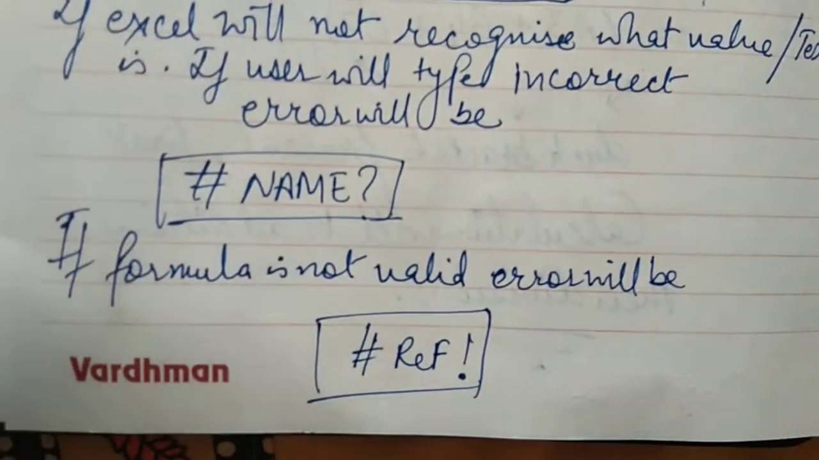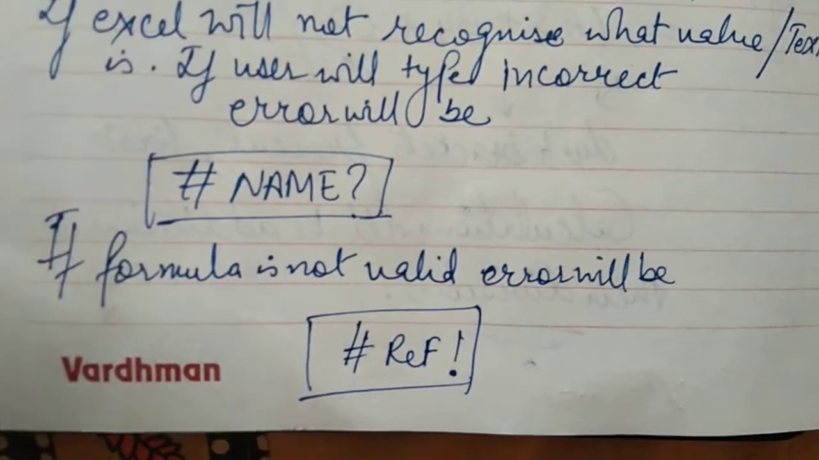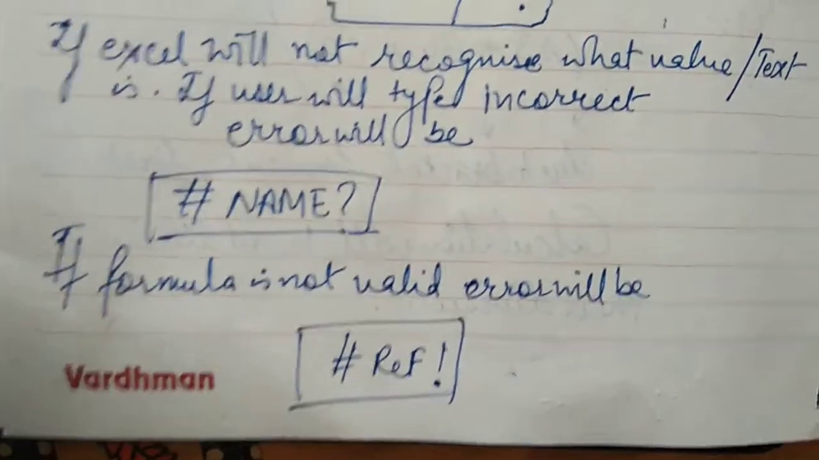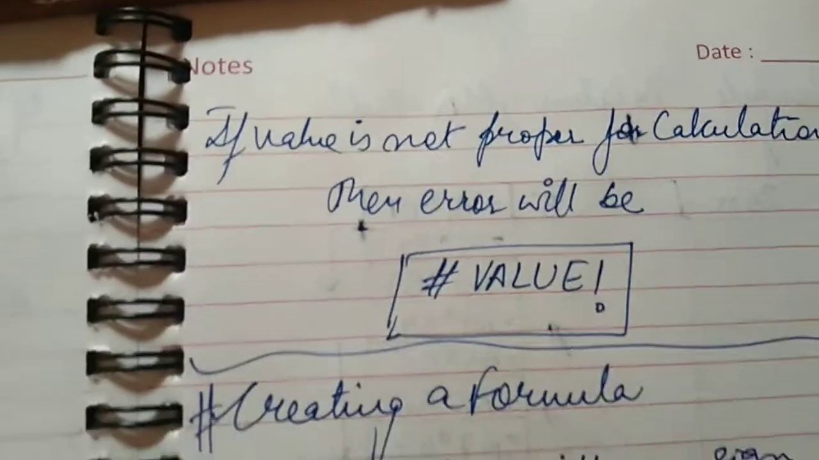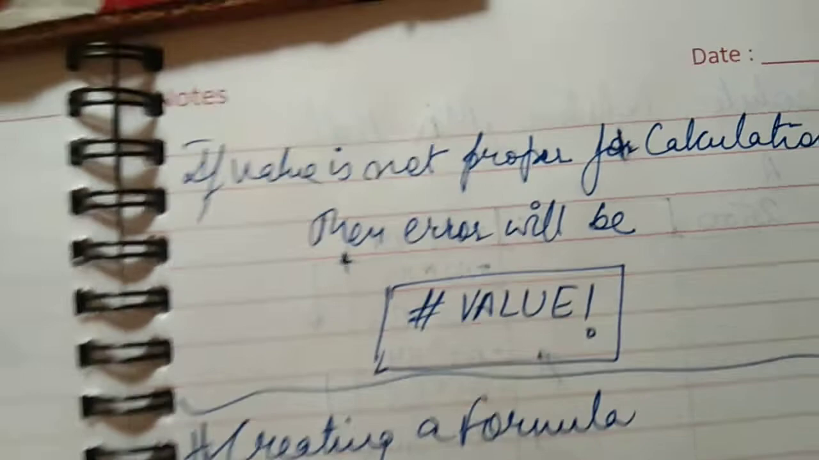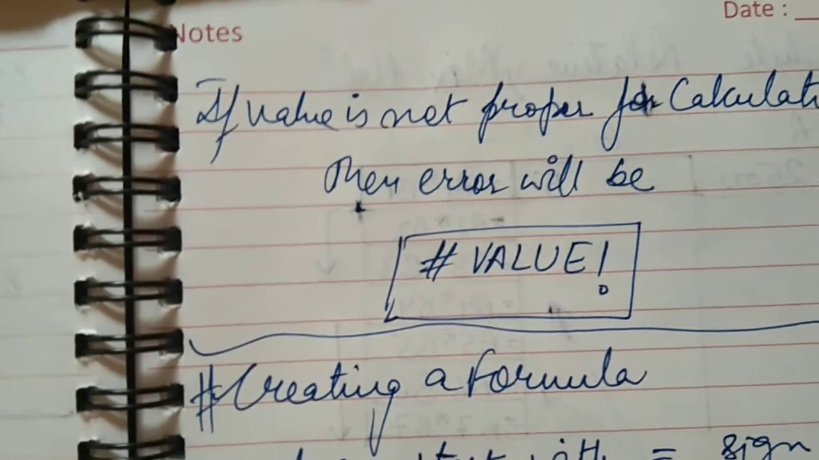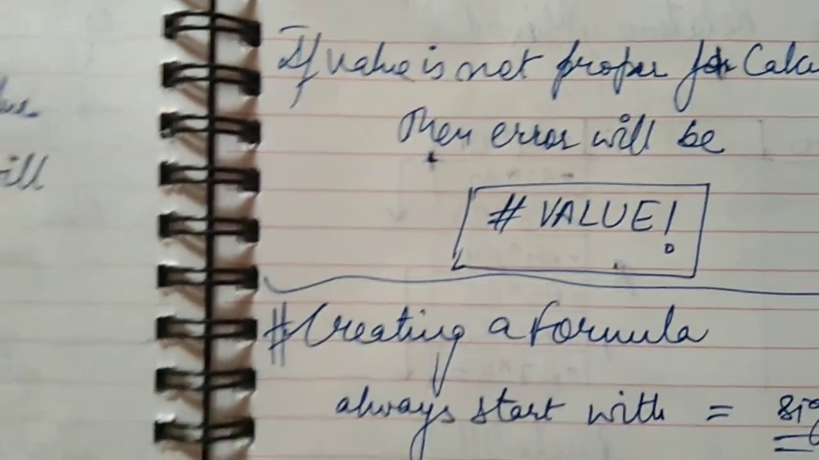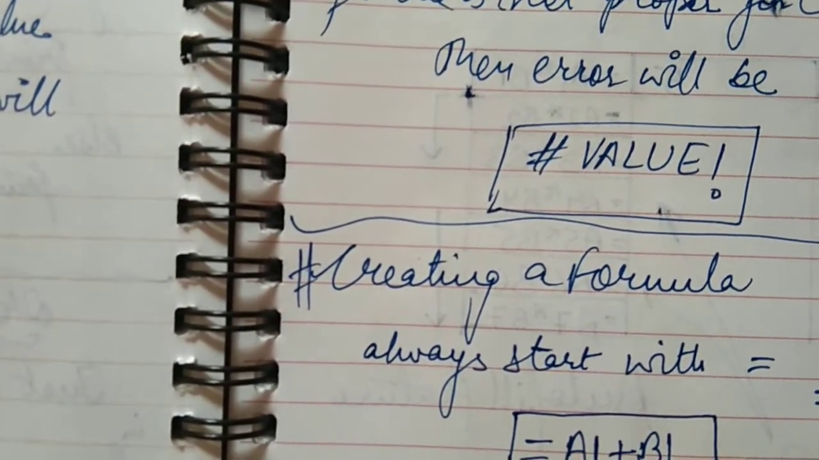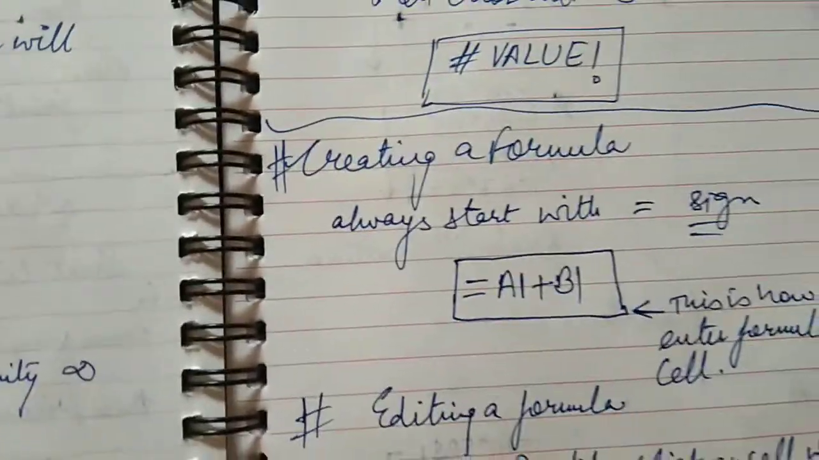Next is if the formula is not valid, it will show #REF! That means the formula is not proper or the formula is not known to Excel, that is why it is throwing an error. Next error is if the value is not proper for the calculation, then the error will be like this, #VALUE! These types of errors we will see in Excel, so that we can change the formula and get the correct output. This is the method already inbuilt in Excel to throw the errors.